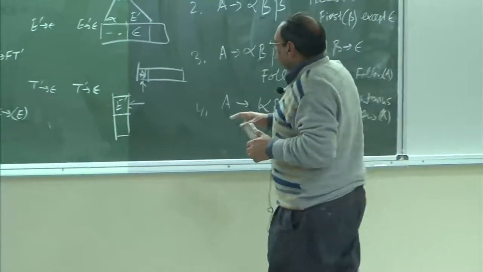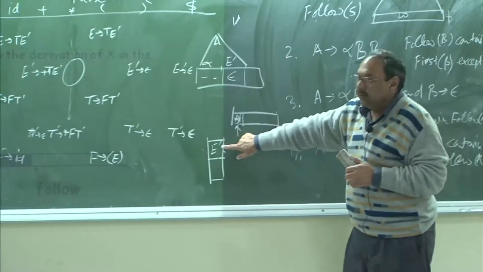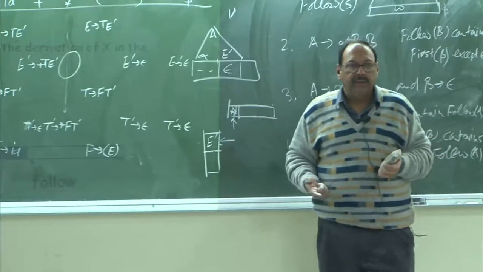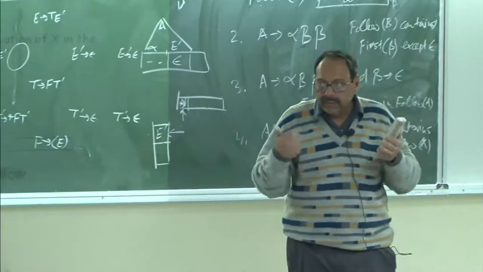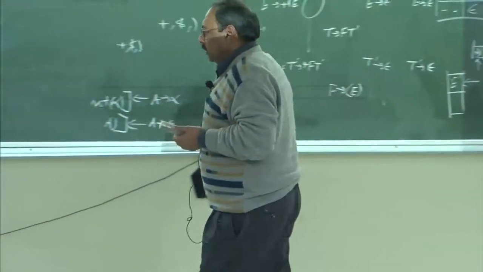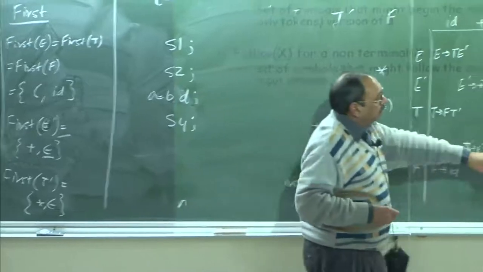Another strategy is to continue discarding input till you hit a symbol which is in follow of A, and then pop A and try to continue parsing from there. So these are the two strategies which are used, and this is also known as panic mode error recovery, where we say that I will either discard some symbols.